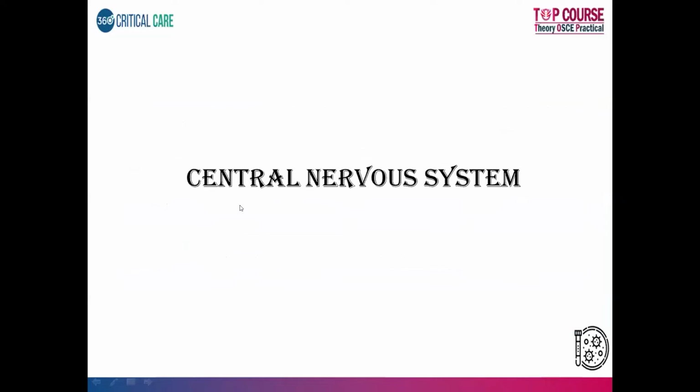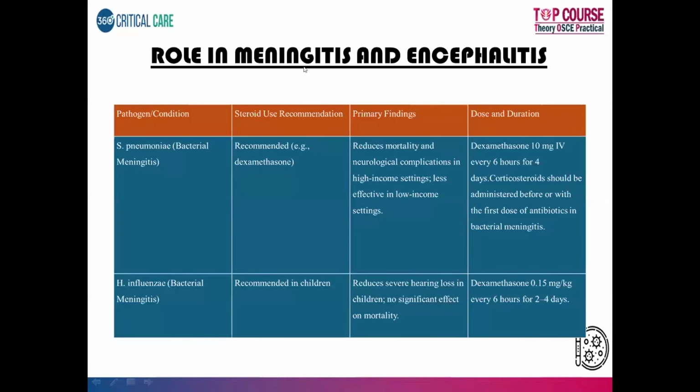Now, what is the role of steroids in the central nervous system? First would be meningitis and encephalitis. It has a role in streptococcal pneumoniae meningitis because it reduces mortality and also prevents neurological complications. The dose is dexamethasone 10 mg IV every 6 hourly for 4 days. These steroids should be administered before or with the first dose of antibiotic in case of streptococcal bacterial meningitis.